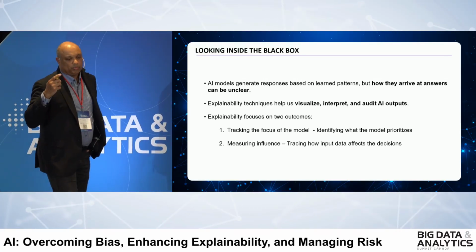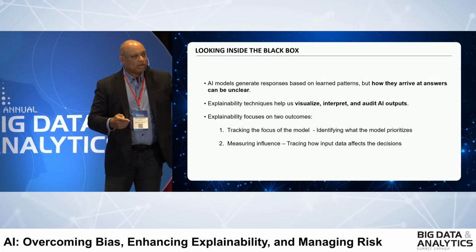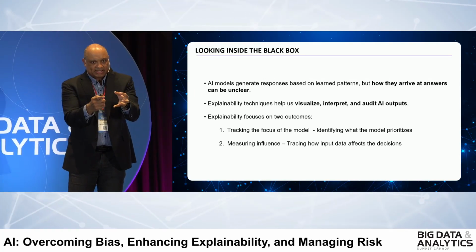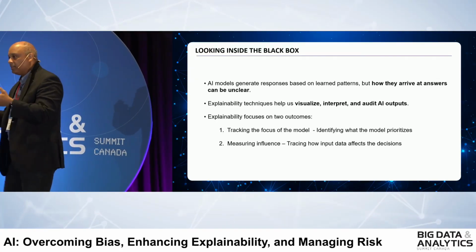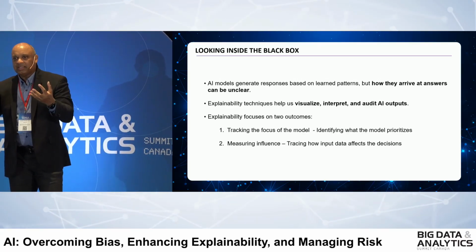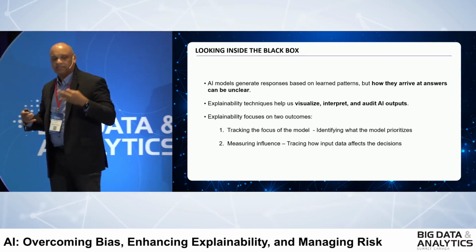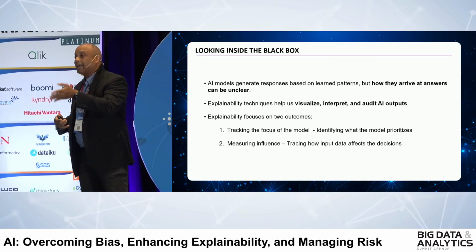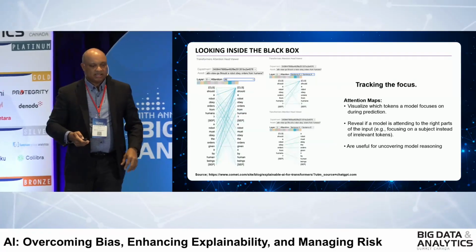So for explainability, we focus on two outcomes. What's the model focusing on? So you give the model data, what in that data is the model actually focusing on? And then the other piece is, well, how is that focus influencing the answer? If you know those two things, you can either retrain the model, change the data, or you can take some action to either change the behavior of the model or at least explain its outcome. And that's where these techniques come in.